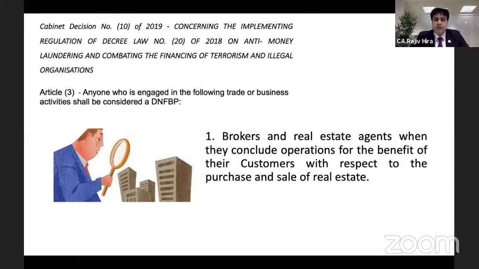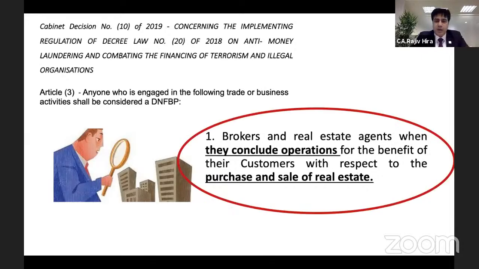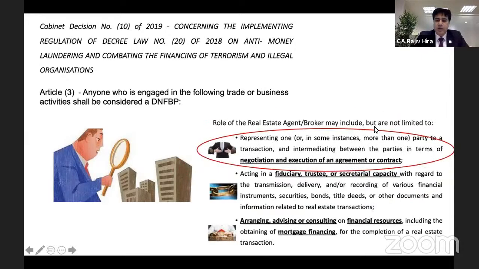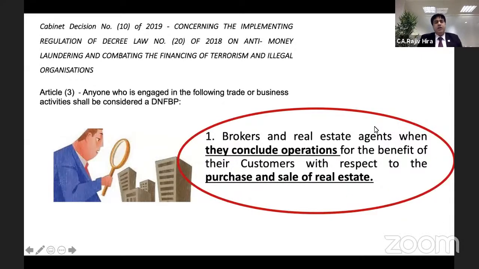So the first point clearly says brokers and real estate agents, when they conclude operations for the benefit of the customer with respect to the purchase and sale of real estate. Now, the critical point here is when they conclude operations, that means you are acting for your clients, either on the sales side or on the purchase side. That means you are doing some kind of role activity in that process.